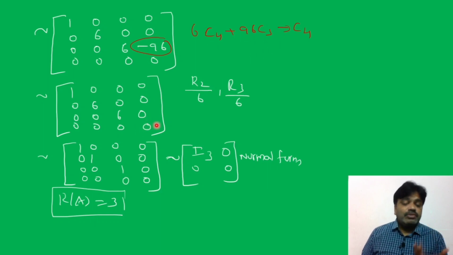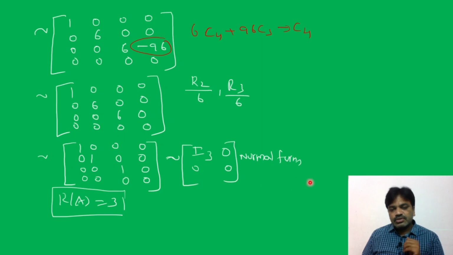But what is normal form? Normal form is I_r 0 0 0. That means all the elements are either 1 or 0. So I divide R2 by 6 and R3 by 6. Then I get 1 0 0 0, 0 1 0 0, 0 0 1 0, 0 0 0 0. So number of non-zeros is 3. So the normal form is I3 0 0 0. This form is called normal form. What is the rank here? Rank is 3. Okay, this is about normal form, its problem.